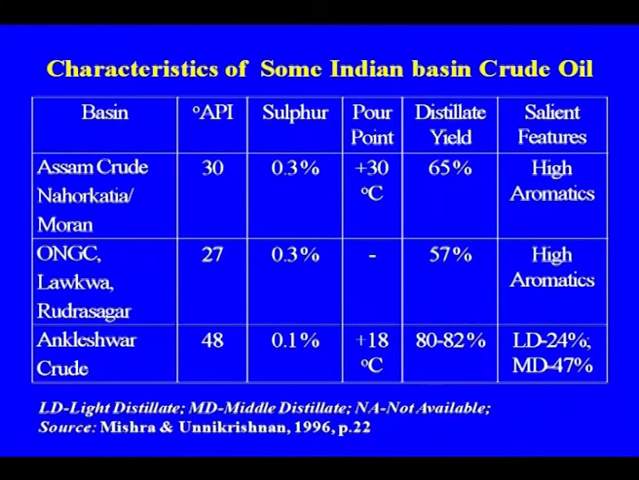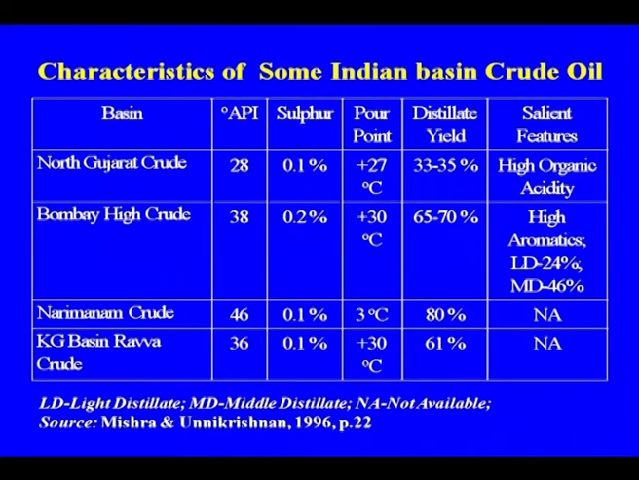Characteristics of some of the Indian crudes: the API, sulfur, pour point, distillate, and high aromatics. Assam crude has high aromatics, and Ankleshwar has low diesel and middle distillate. This is the percentage of 24%, 47% and the API gravity. This is the characteristic of the North Gujarat, Bombay High, Nariman and KG Basin crudes. These are the API, sulfur, pour point and distillation.